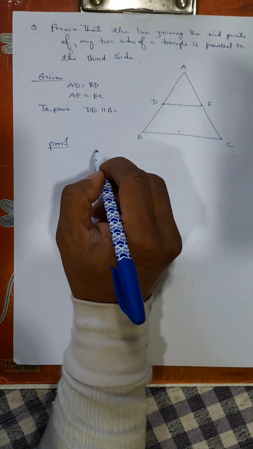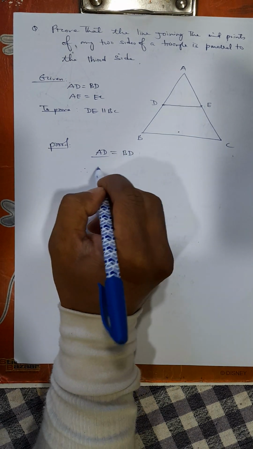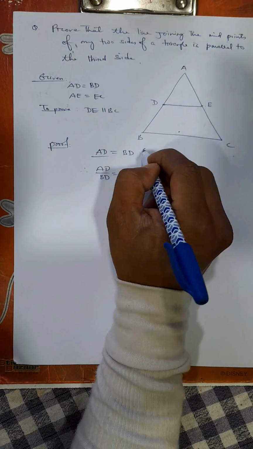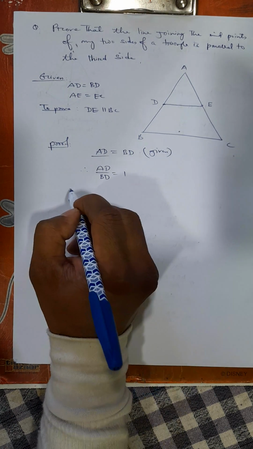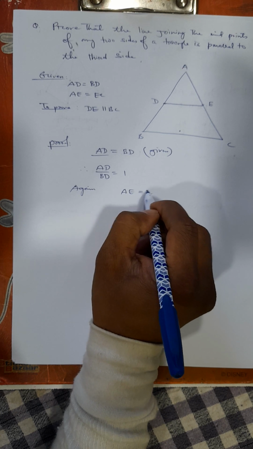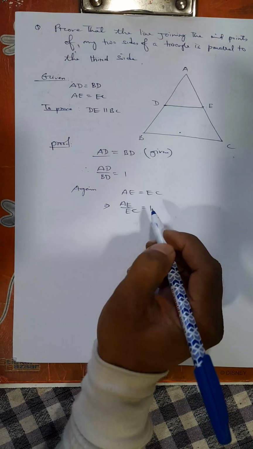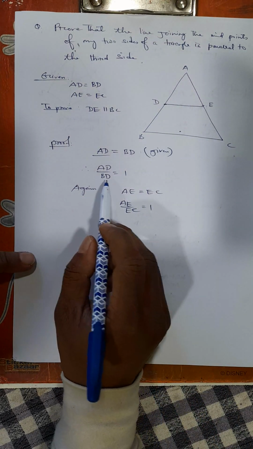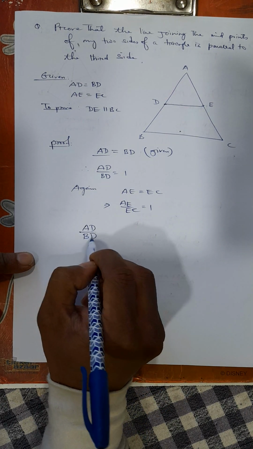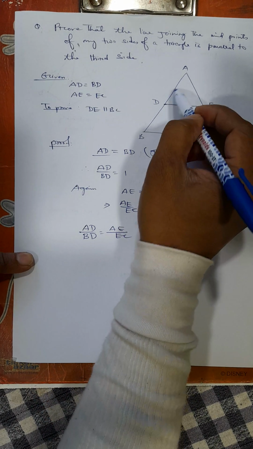Now AD equals BD, it is given. Therefore AD by BD equals 1, right? Again, you are given AE equals EC. So this implies that AE by EC equals 1. So AD by BD is 1, AE by EC is also 1. You can write it as AD by BD equals AE by EC, right?